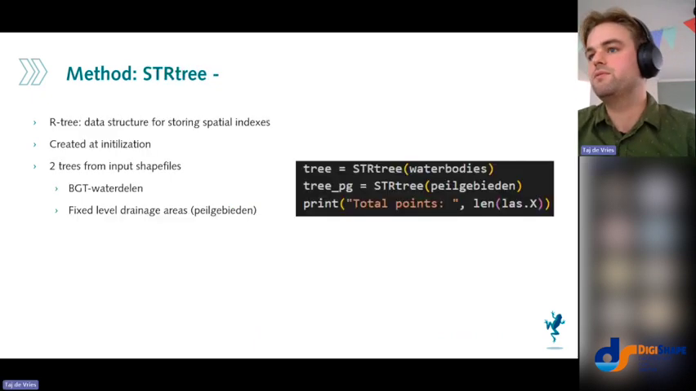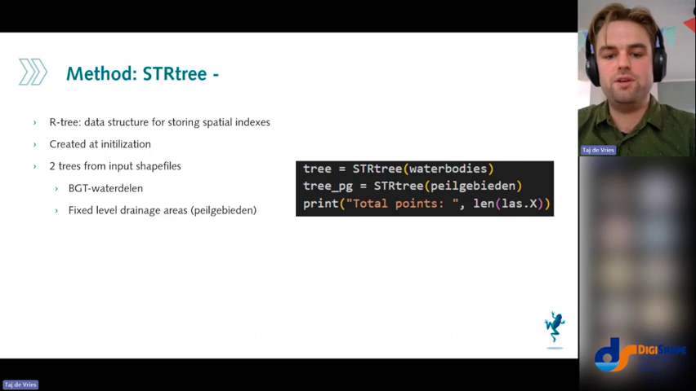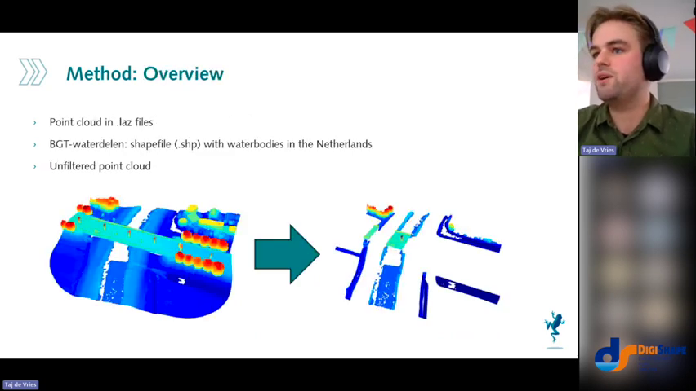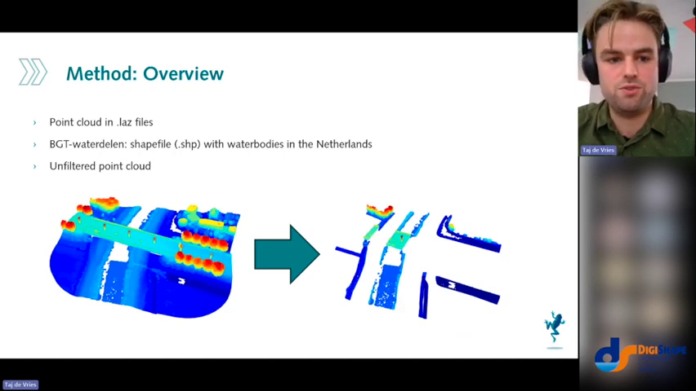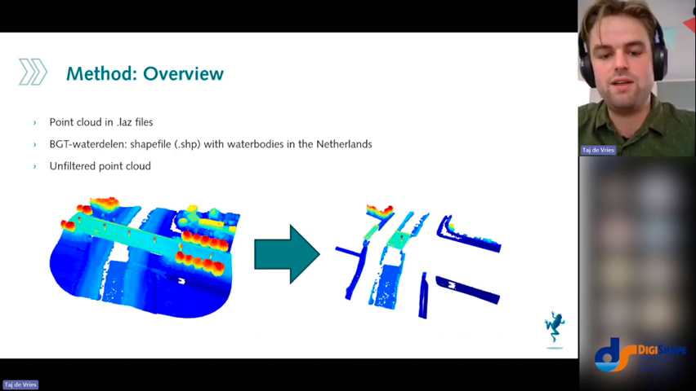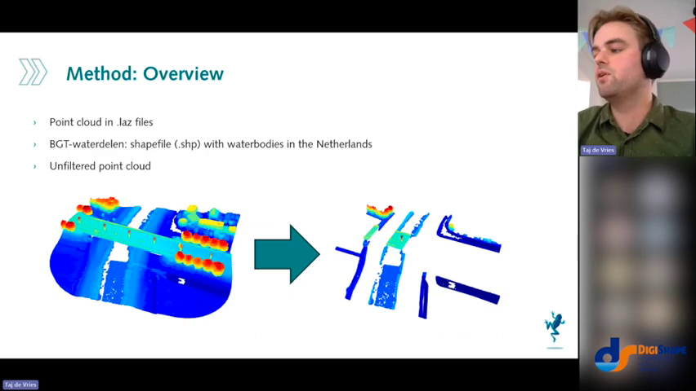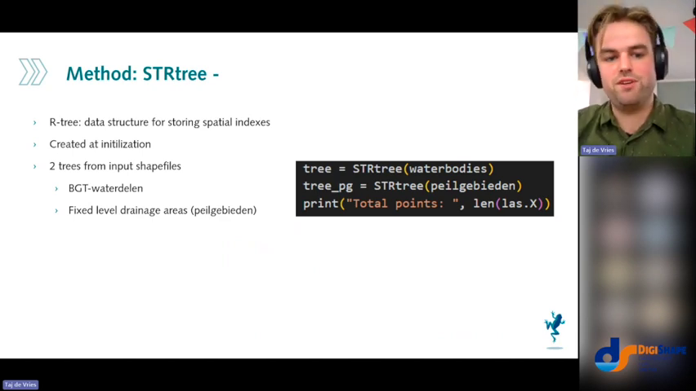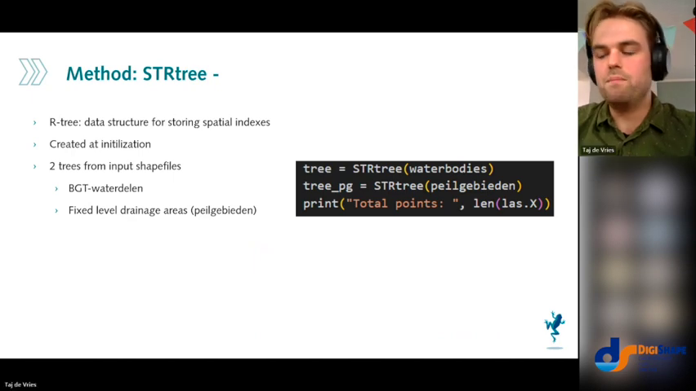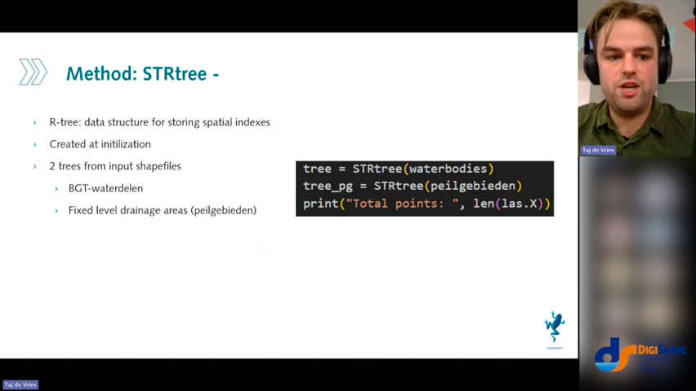So how do we do this? First we get all the shapefiles, which for now we use the PGT waterdelen, the basisregistratie of all the waterdelen, and we filter out all the points that are within the waterdelen. For this we are using something called the STR tree, which indexes the geometries that are within the shapefiles and initializes a tree.